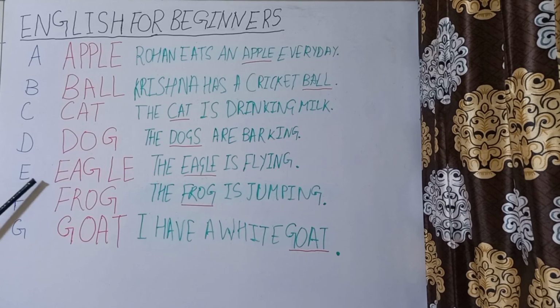E. E for eagle. Eagle is spelled as E A G L E. Let's see how the word eagle can be used in a sentence. The eagle is flying. Let's move to the next alphabet.